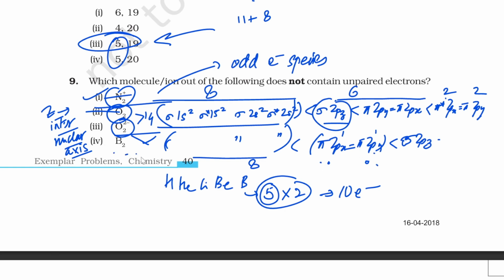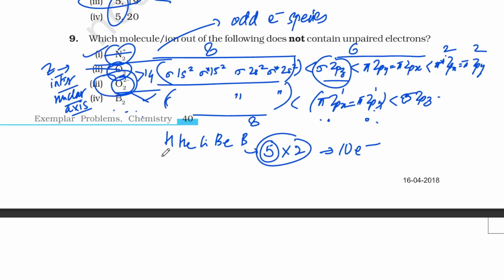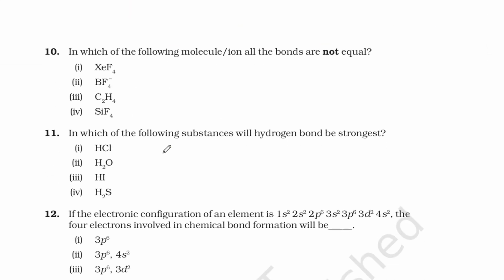So this has unpaired electrons. The answer here is 9th one के लिए होगा option 3. आगे बढ़ते हैं. Which of the following molecule or ion, all bonds are not equal? Now XeF4 looks like that's the answer, but ध्यान से देखो इसको. इसमें बन गए 4 bond and a couple of lone pairs. So all the bonds are equal.